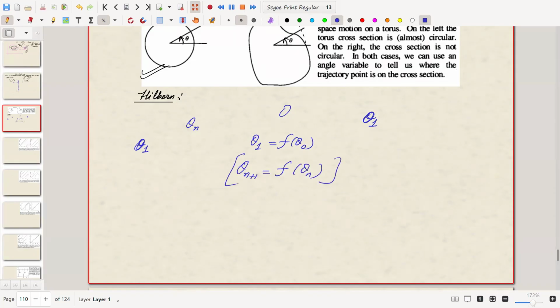Exactly. So you start with theta n, apply the circle map f, and you go to the next angle theta n plus 1. You do it continuously and analyze the behavior. So this is the definition, and depending on the map f, it is a circle map or a sine circle map. We will see these two kinds of map. These are two different maps. What is a circle map and what is a sine circle map? So what is a circle map?